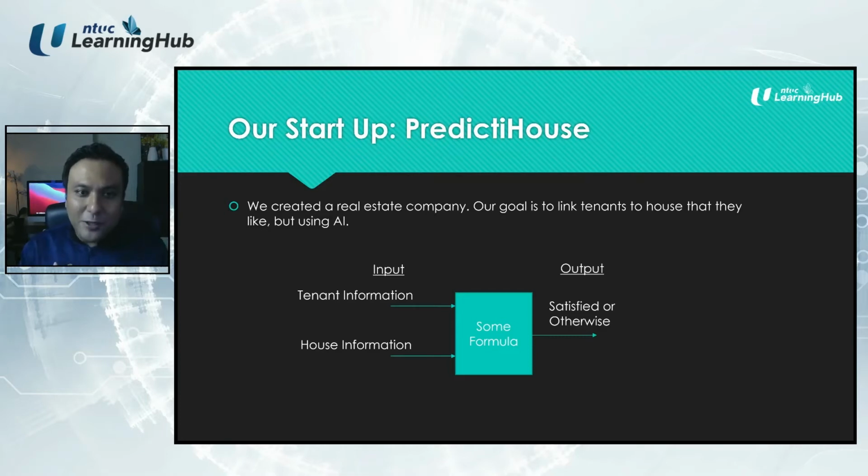The key is that we want to create a software that when we pick one tenant and we pick one house, it's able to tell us how much this tenant will like that house. Got it? So we pick one tenant, we pick one house. The software will tell us, on a scale of 0 to 9, whether this person will like the house or not. Why is this important? Because if I do have this software, I can quickly match people to the correct house and we can make a lot of money. Our company, Predicti House, will do very well. Sounds quite realistic, right? Okay, let's see how we can approach this.